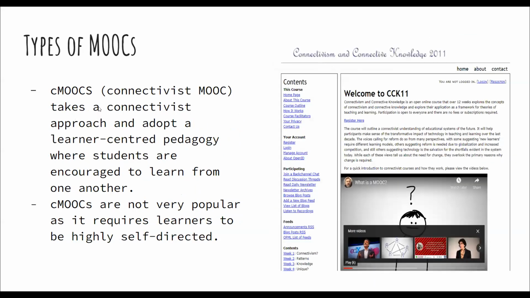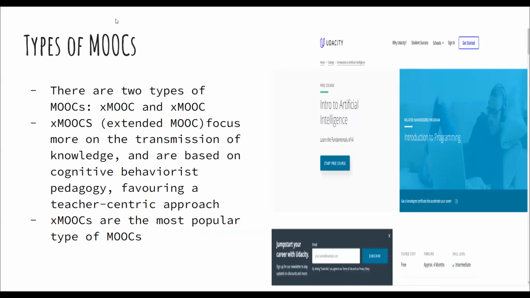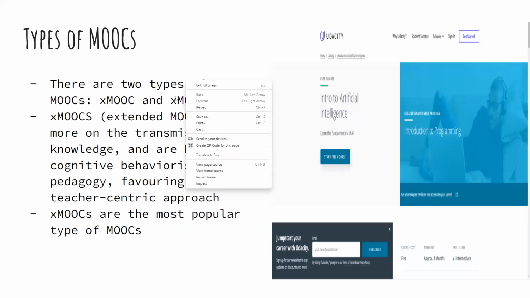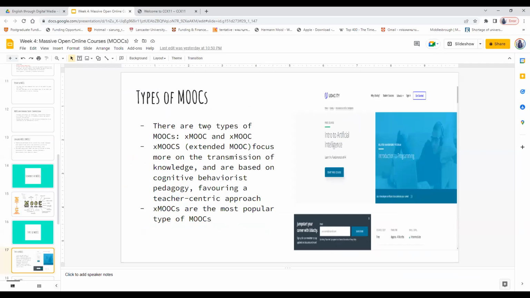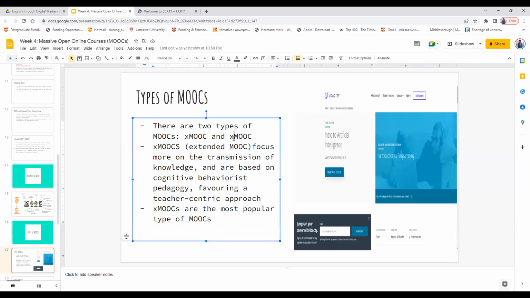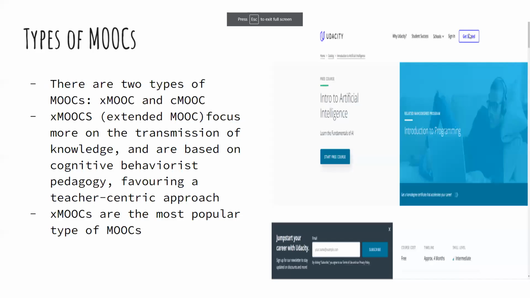No, I did it wrong here. So it should be, fix it now. So there are two types of MOOCs here, X MOOC and C MOOCs, right?